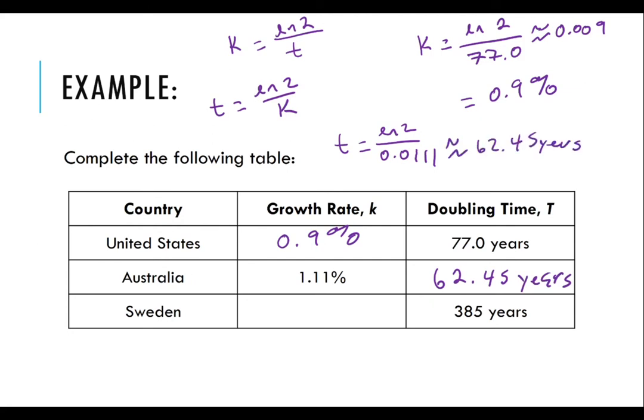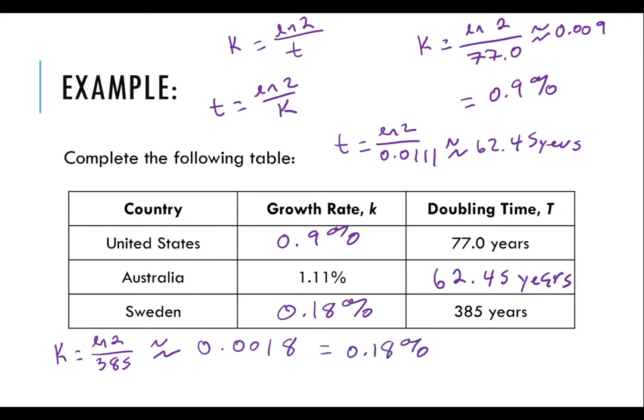Then for Sweden, we're given the doubling time, so we need to find that growth rate. Well, that's going to be k is equal to the natural log of 2 divided by that 385 years, or approximately 0.0018, which in percentage form is 0.18%.